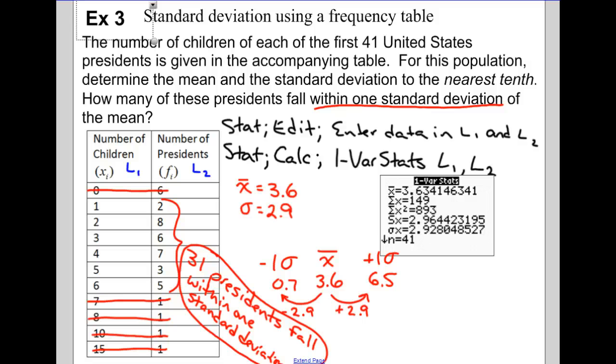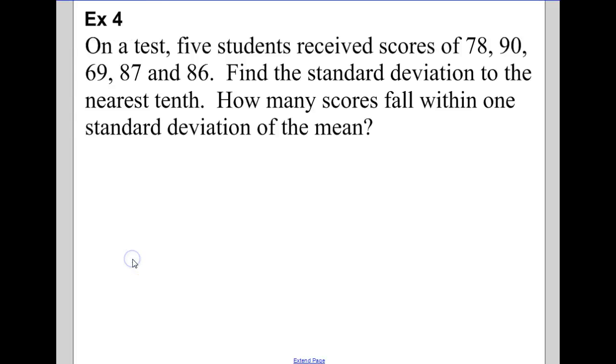And now for your task. Your task is to find, for this set of 5 students' test scores, the standard deviation to the nearest tenth. Of course, you'll have to find the mean as well. And then determine how many scores fall within 1 standard deviation of the mean. Okay, I'd like you to work on that, bring that to class.